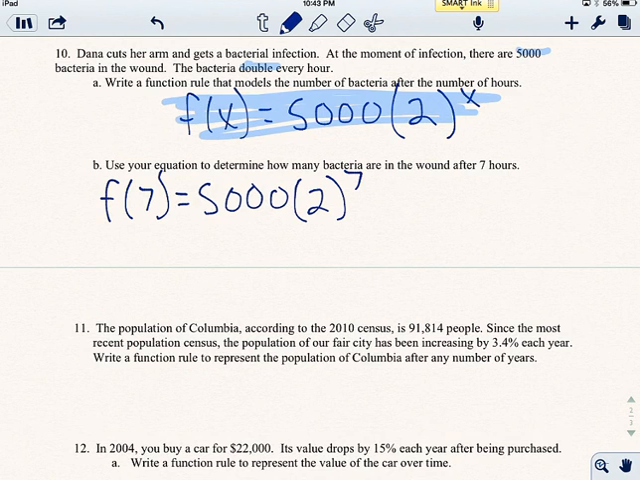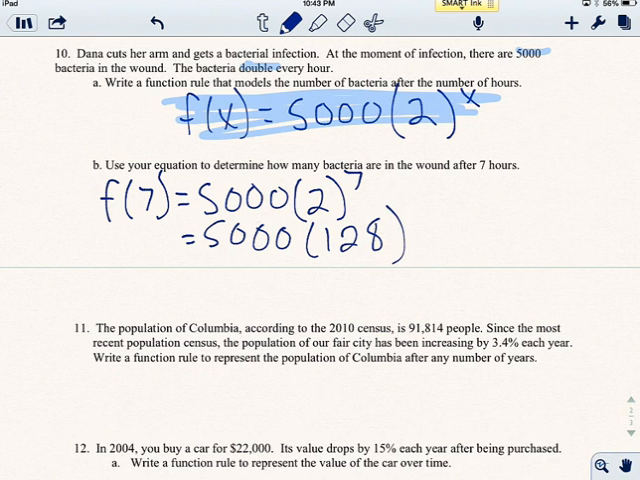Okay, let's see. I'm going to do it on my calculator real quick. So I've got 2 times 2 times 2, that's 3, 4, 5, 6, 7. So I've got 128 times 5,000. So it's going to be 5,000 times 128. That's 2 to the 7th.